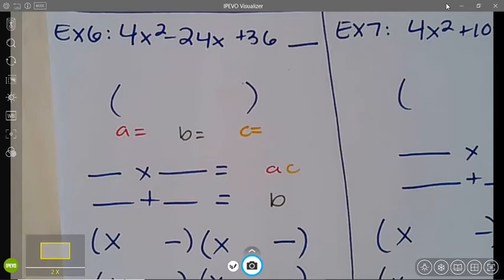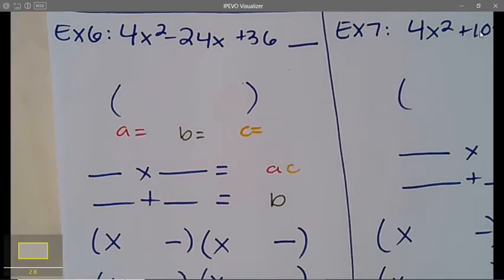Hi guys, example 6 is pretty much the same thing as example 4 and 5. So if you'd like to try 6 on your own, again, I say try it on your own, fast forward to the end and see if you get it right. Otherwise, you're along for the ride.